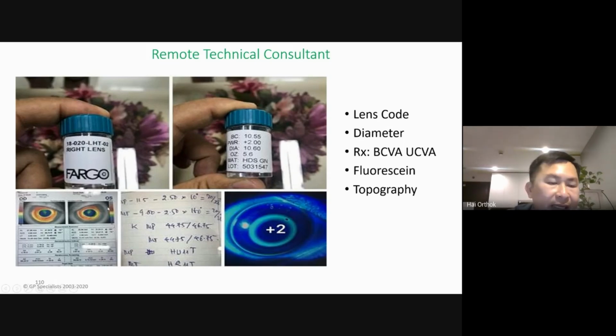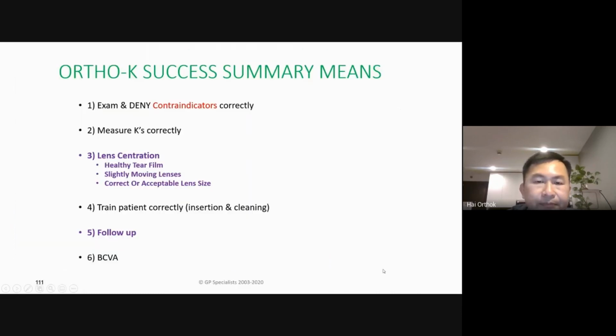But before that, I need the topographer pre and post. We need the information pre and post treatment. And we also need a very good fluorescent picture and BCVA, UCVA, then I can help you with troubleshooting the lens. And don't forget the diameter of the lens.